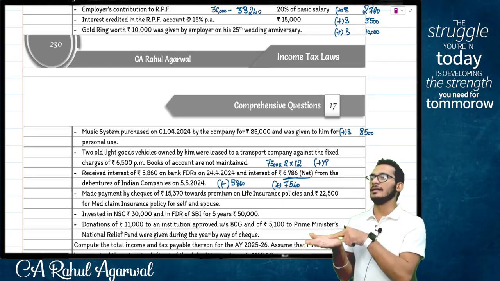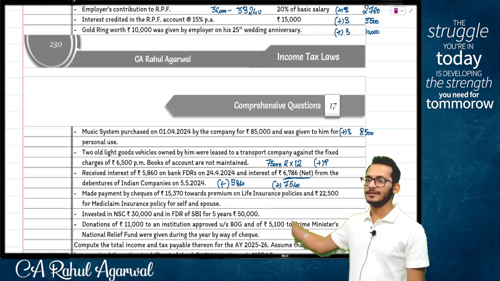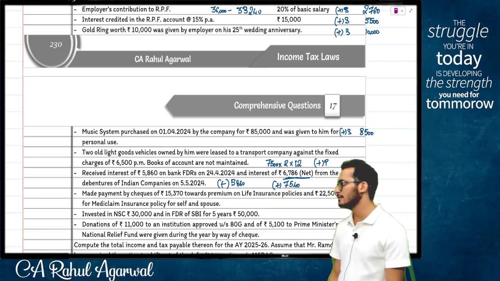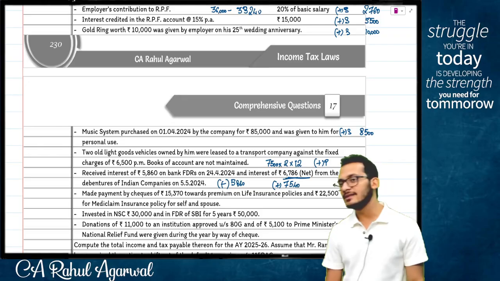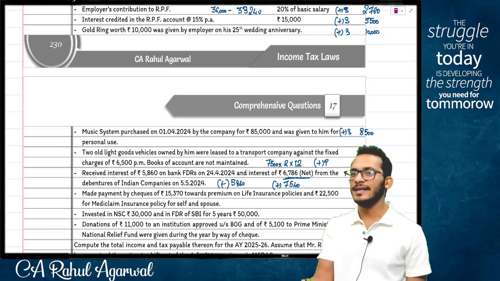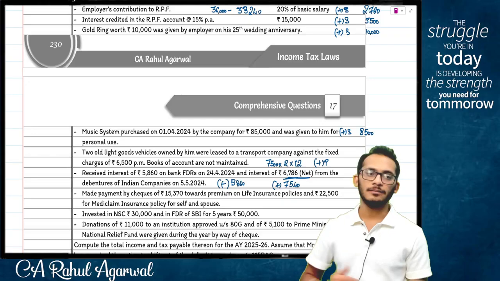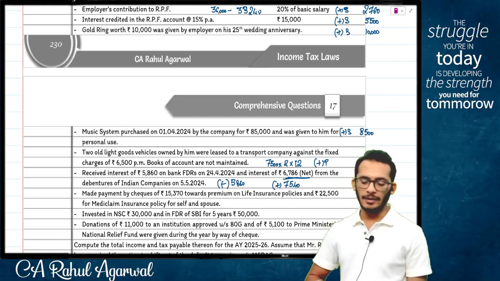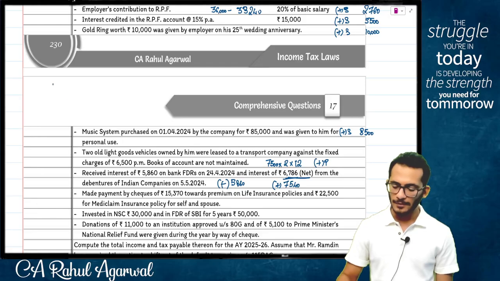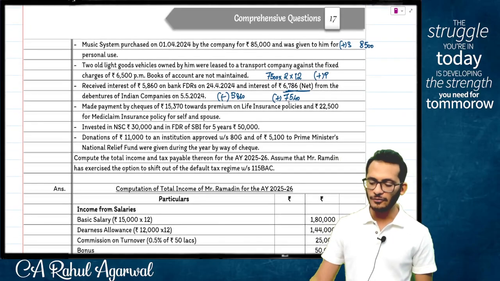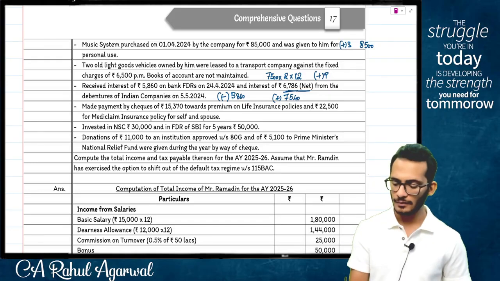If the word says "received other incomes," you will do TDS. That is how it works. "Received" itself means this is a receipt, not your income. You need to compute incomes. Keep that in mind. Made payments of 15,370 towards premium on life insurance policies, 80C.